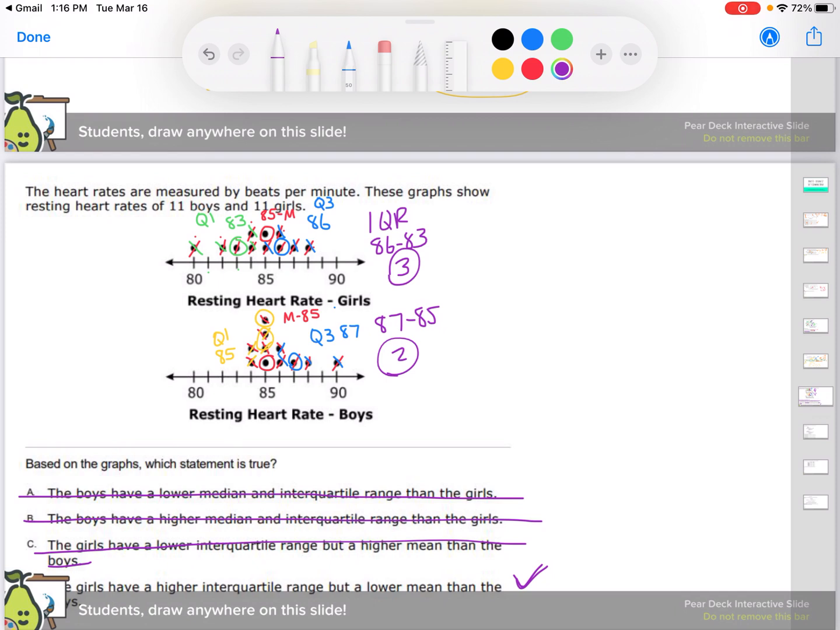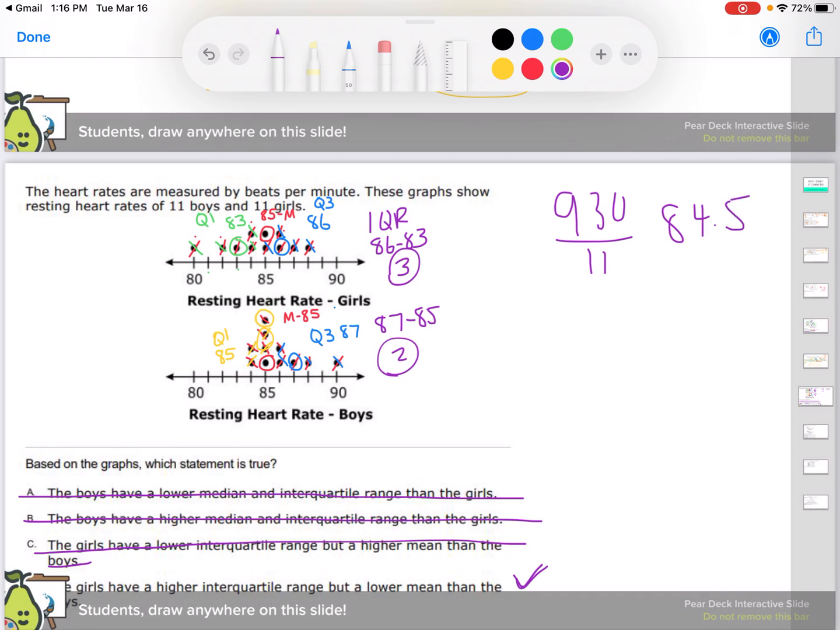2 85s, 2 86s, an 87, and an 88. And I get 930. Then I have to divide by the 11 because there were 11 students. And I get 84.5. So now I'm going to add up the boys.